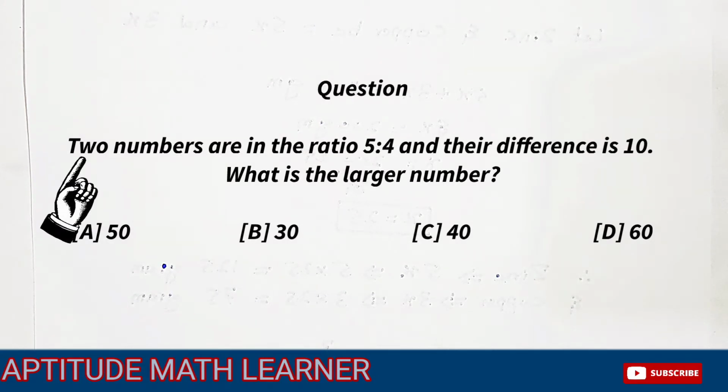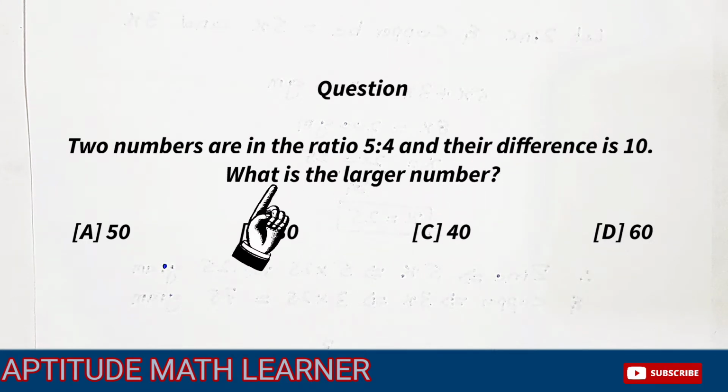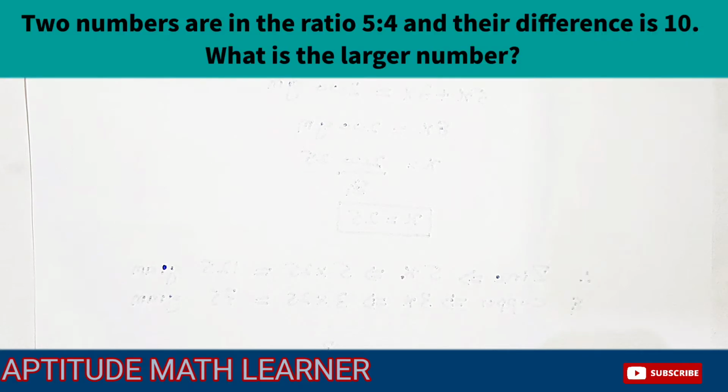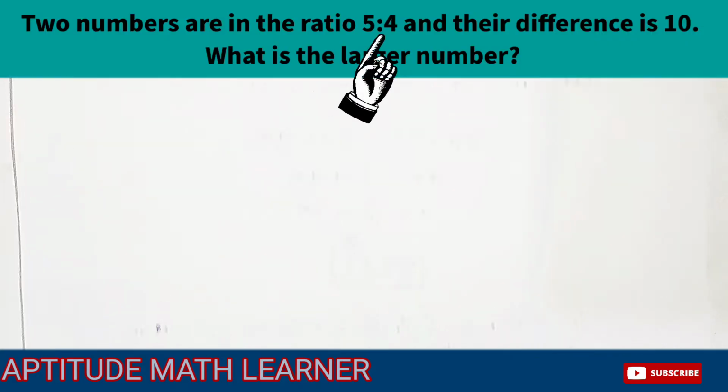And the question we are having is: two numbers are in the ratio 5:4 and their difference is 10. What is the larger number? So here we have to find out the larger number, and for this we take that the two numbers be 5x and 4x.